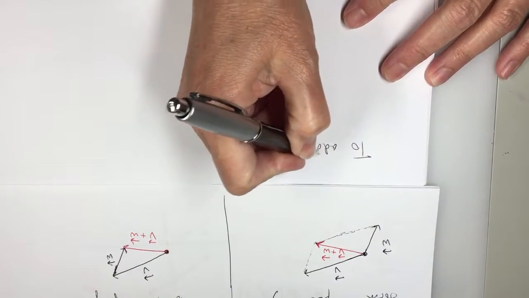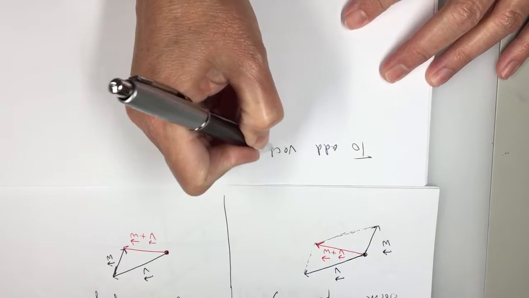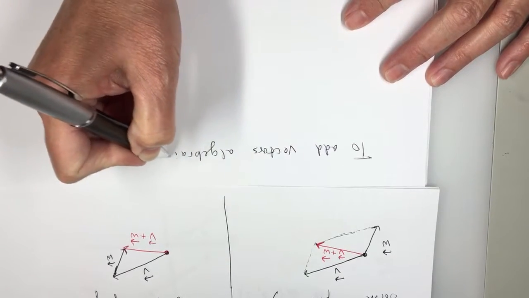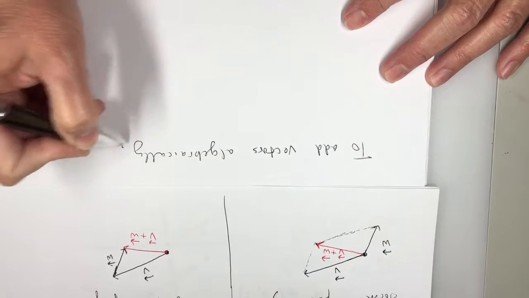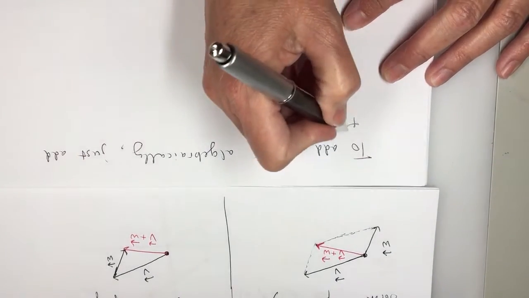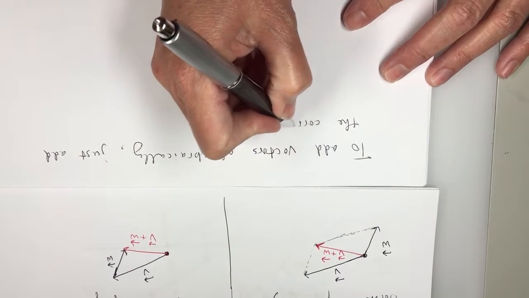To add vectors algebraically, you just add the components. Add the corresponding components.